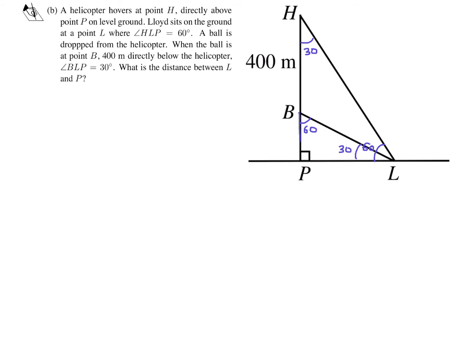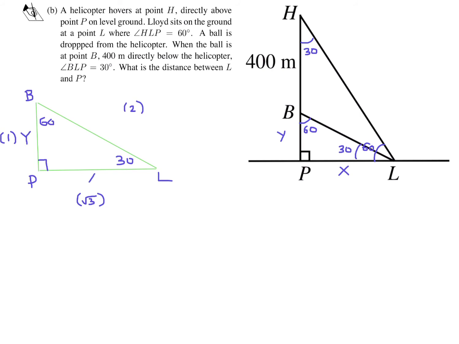So B to P, this distance right here, I'll call it Y. And P to L, that distance I will just call X. All right? So now I've got two 30, 60, 90 triangles. The first one is right here, BPL, so I'll draw that over here. We'll work with that one, and then we'll work with the other one later. So BPL is 60 degrees here, 90 degrees, and 30 degrees. And the ratio is 1, 2, and root 3, as always, for a 30, 60, 90 triangle. And we've got Y here and X here. So using that relationship, Y over X will be 1 over root 3, and therefore root 3 y is equal to x. All right, so that's our first relationship.